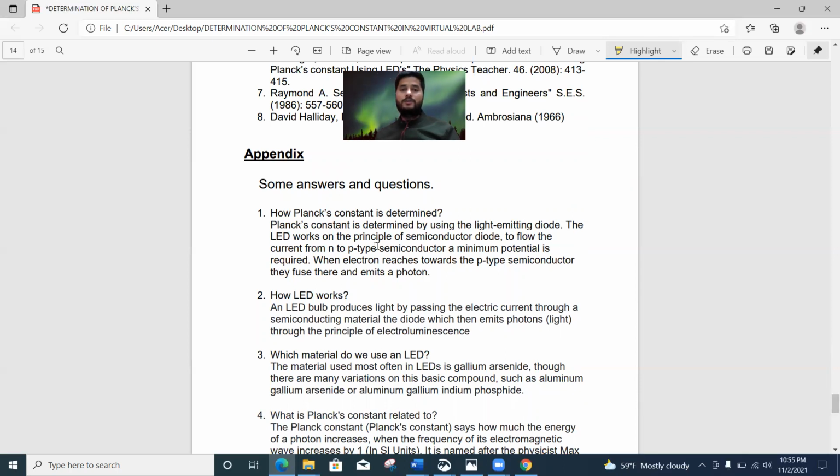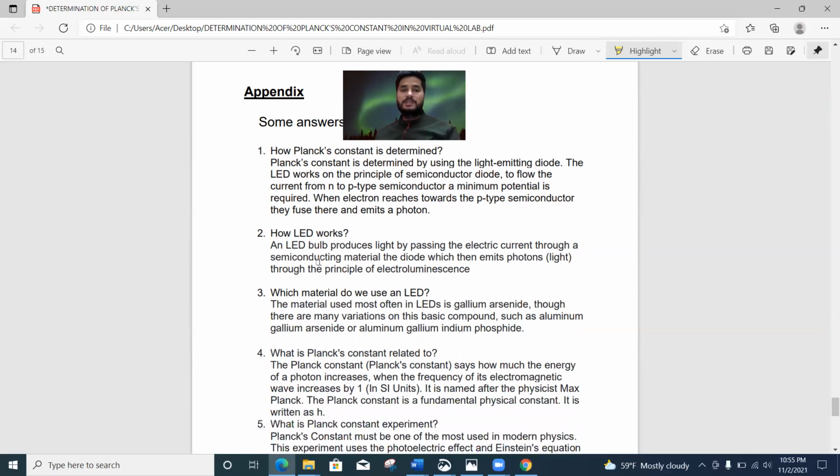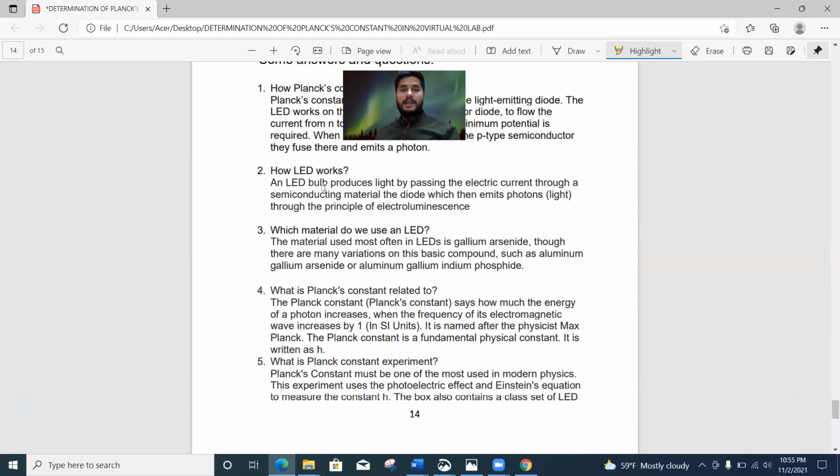The LED works on the principle of a semiconductor diode, with current flowing from N to P type semiconductor, and a minimum potential is required to do this experiment. How does an LED work? An LED produces light by passing electric current through a semiconducting material, and the diode then emits photons. Through this principle, the LED works.